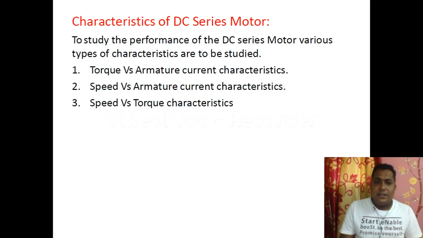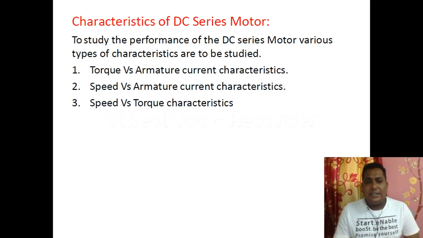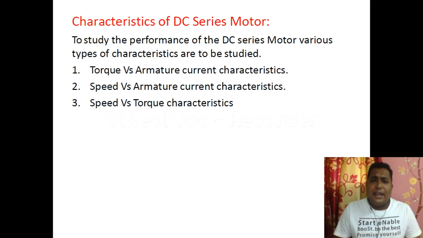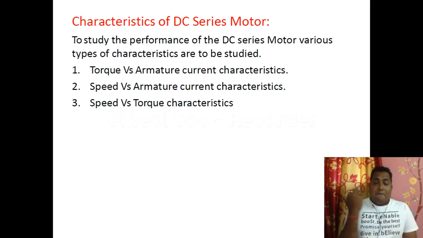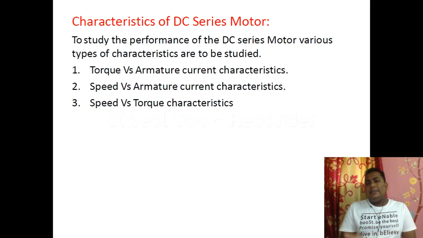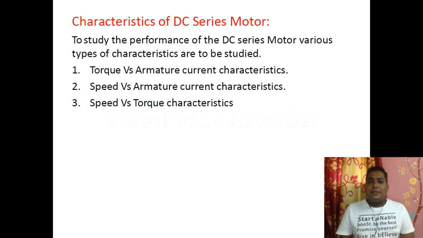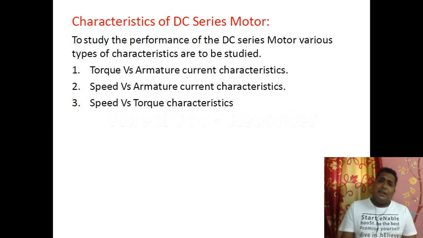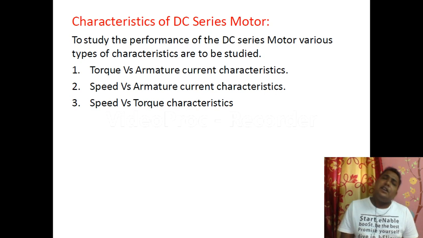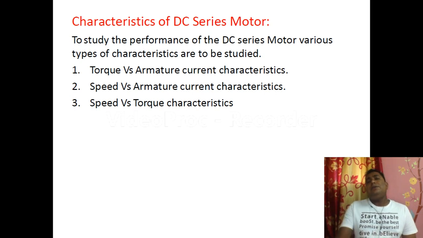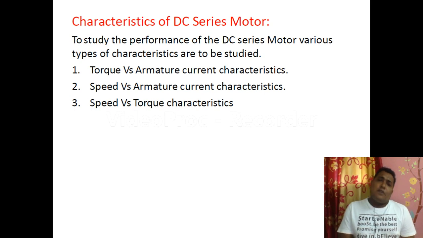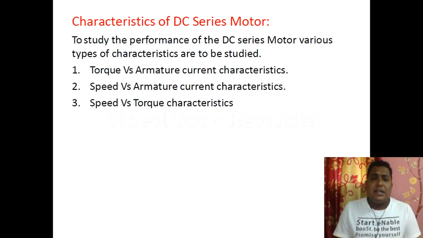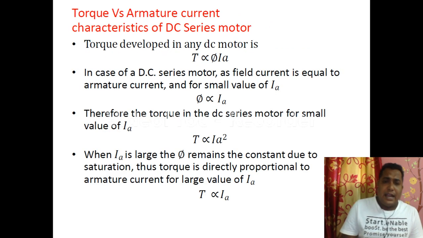So let us see what the characteristics are. I think you have got the idea that in this case, field current is proportional to the flux, and field current is equal to the armature current. So we can replace it: flux is directly proportional to the armature current. From the torque equation, it can be reduced that torque is directly proportional to Ia square. Now we will see what characteristics we have. Again, three same characteristics we are going to do: torque versus armature current, speed versus armature current, and speed versus torque. Let us start.